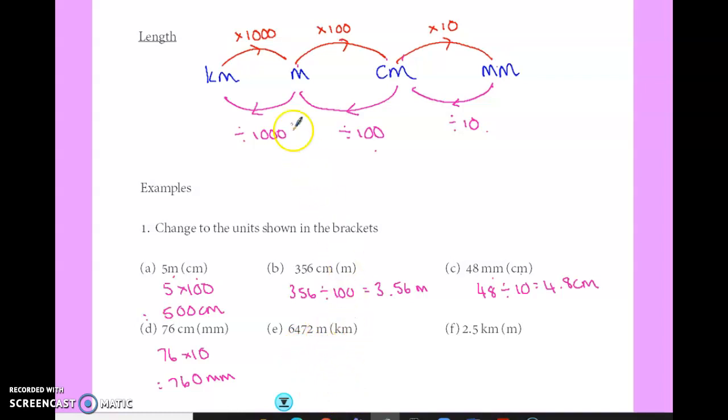6,472 metres into kilometres. To go from metres to kilometres, I'm dividing by 1,000, which is 6.472 kilometres. Last one, 2.5 kilometres into metres. To go from kilometres to metres, we are timesing by 1,000, so 2,500 metres. Okay.